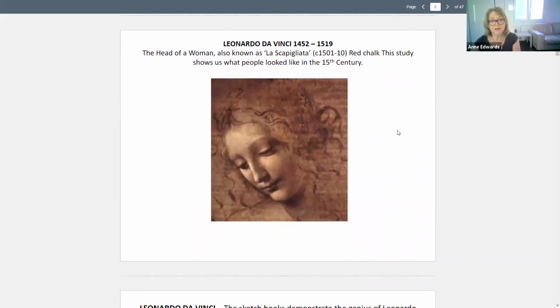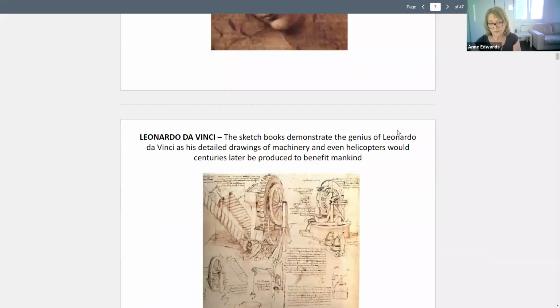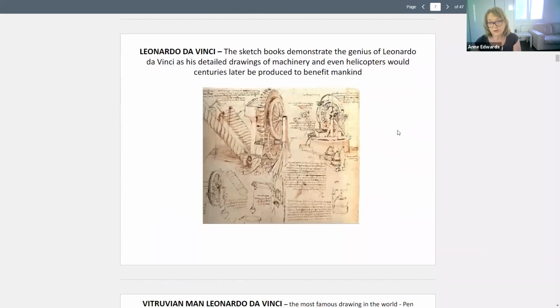Perhaps the most famous artist in the world is Leonardo da Vinci. This drawing here was done with red chalk, and this study shows us what people looked like in the 15th century. Leonardo also is famous for his sketchbooks, and it would be advisable for you all to keep a sketchbook throughout this whole course. These are detailed drawings of machinery and even helicopters, which in centuries later would be produced and made and benefit mankind.